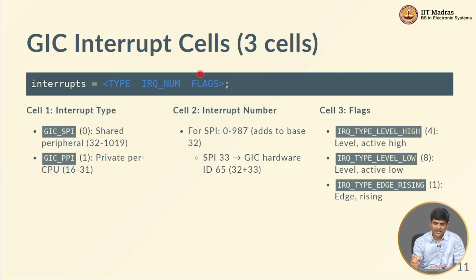Now the final number, once again a hexadecimal number, corresponds to some flags. The most common one is just going to be this IRQ type level high, which means that it is a level triggered active high interrupt, and that corresponds to the number 4. There are other possibilities: you could have an active low interrupt, you could have a rising edge interrupt and so on. As I said, the one that we will be considering for MMIO peripherals, and our example in particular, will be this active high level triggered interrupt.